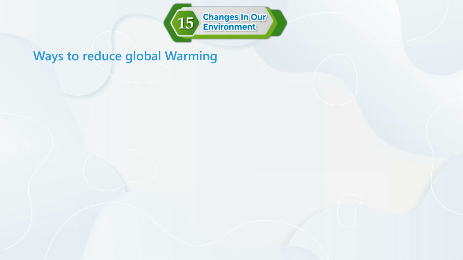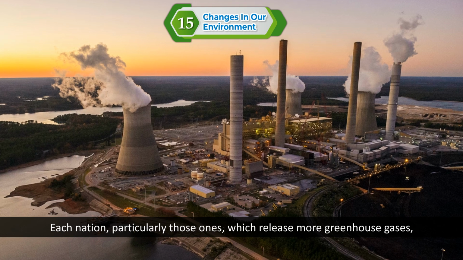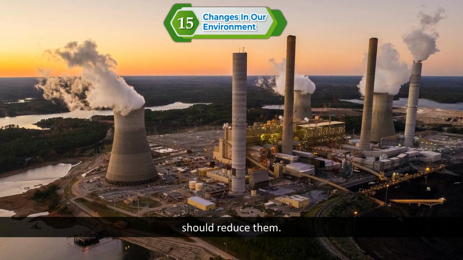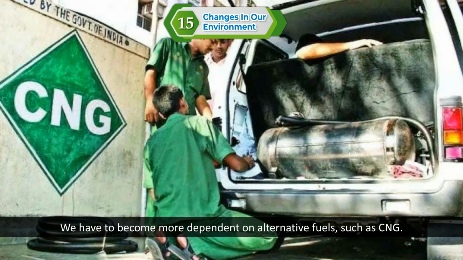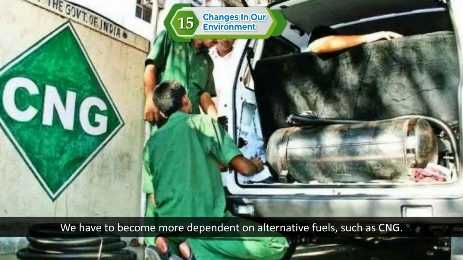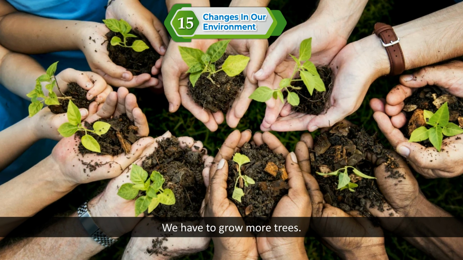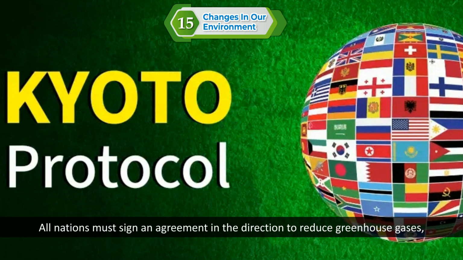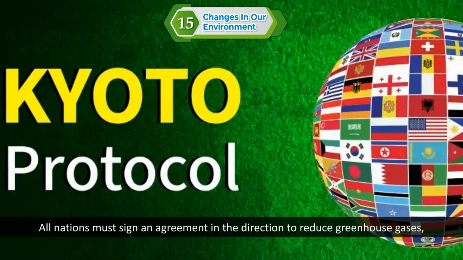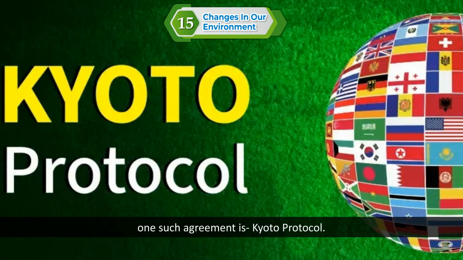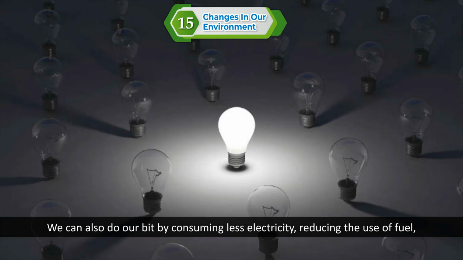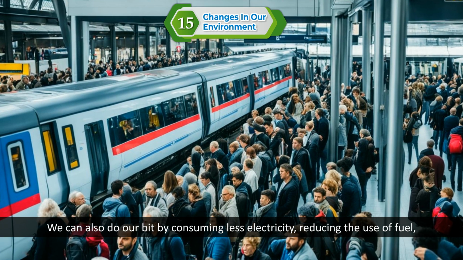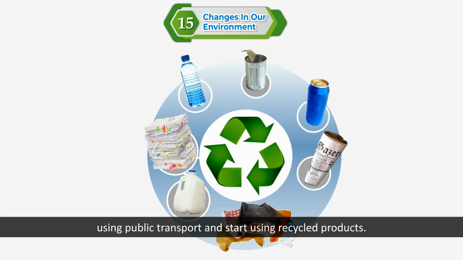Ways to reduce global warming. Each nation, particularly those which release more greenhouse gases, should reduce them. We have to become more dependent on alternative fuels such as CNG. We have to grow more trees. All nations must sign an agreement in the direction to reduce greenhouse gases. One such agreement is the Kyoto Protocol. We can also do our bit by consuming less electricity, reducing the use of fuel, using public transport, and start using recycled products.